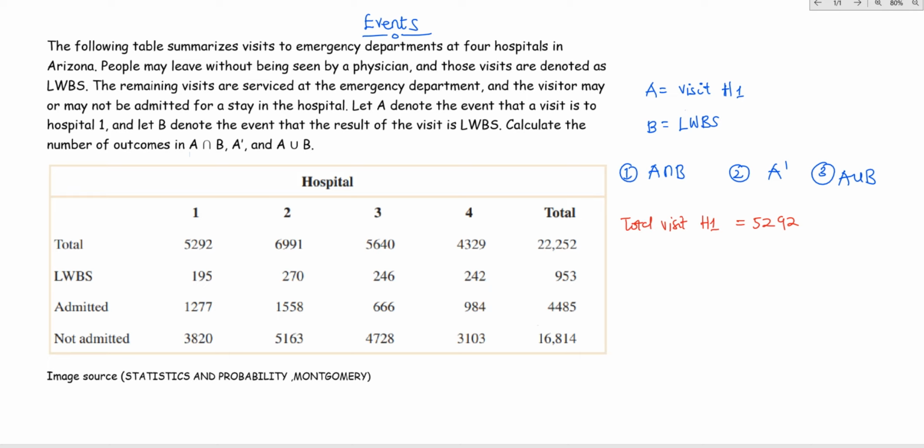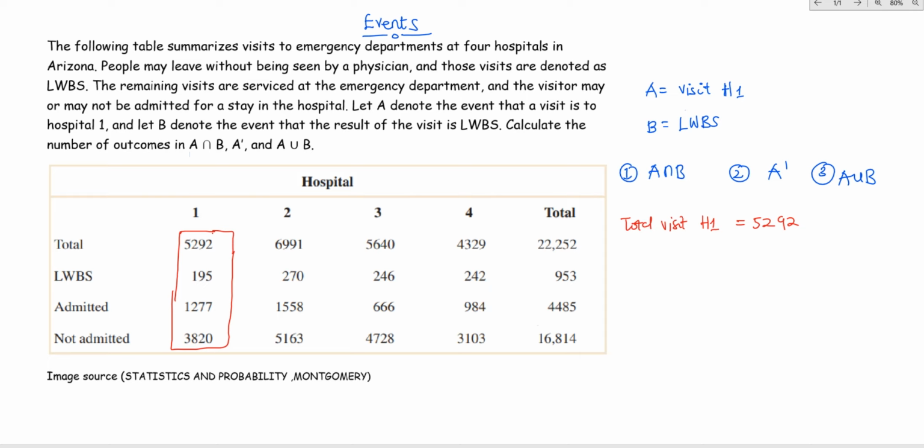The first question says that we should find A intersection B, which is the people that visited hospital one but were not attended to. So how do we locate these people? The people that visited hospital one, and at the same time were not attended to. So let's go to hospital one. These are the data recorded under hospital one, and here you are looking at the people that went there but were not attended to.